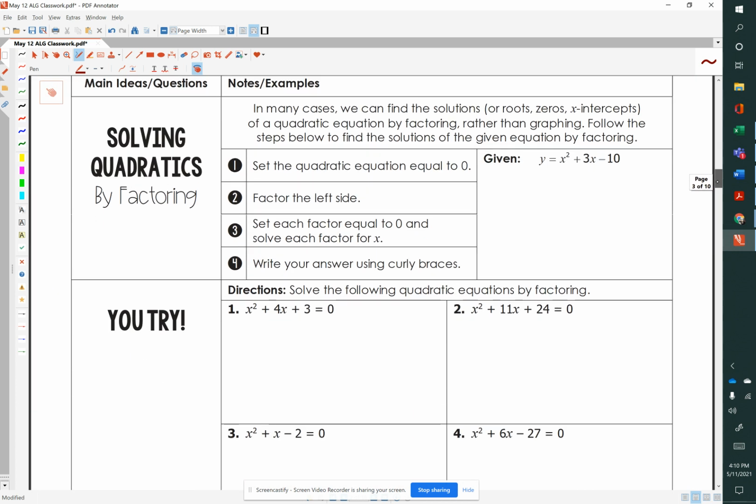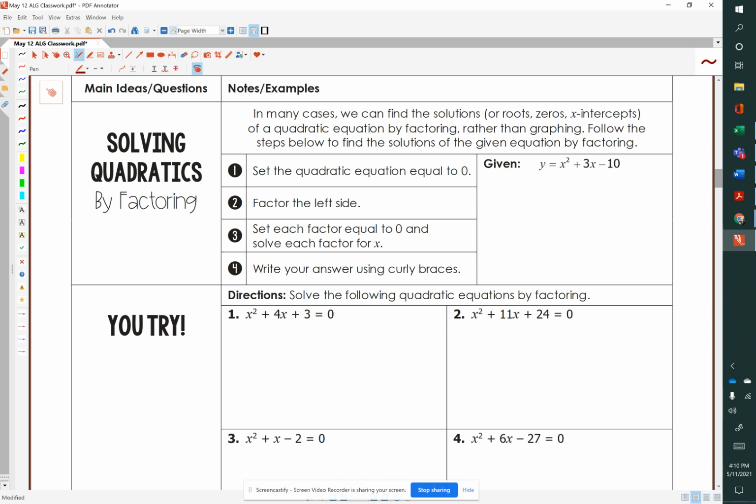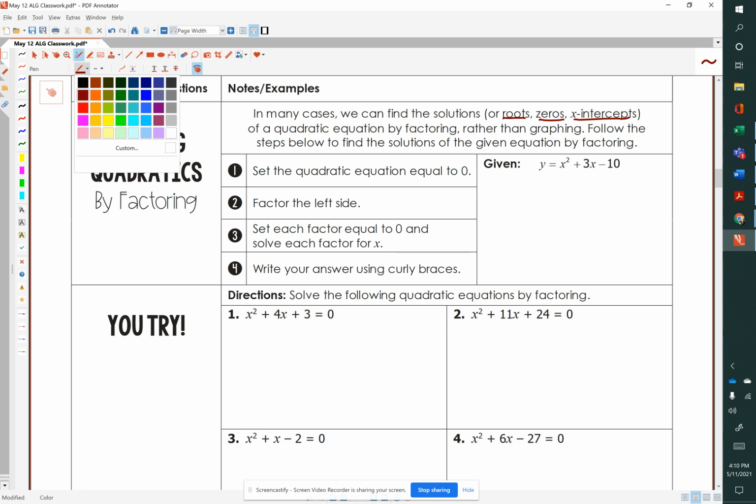So let's talk about these quadratics. We've done a lot of factoring over the last few weeks. In many cases, we can find the solutions, remember, those are the roots, the zeros, or the x-intercepts of a quadratic equation, by factoring rather than graphing. So we're going to follow the steps below to find the solutions of the given equation by factoring. We are given the quadratic y equals x squared plus 3x minus 10, and we've got 4 simple steps.